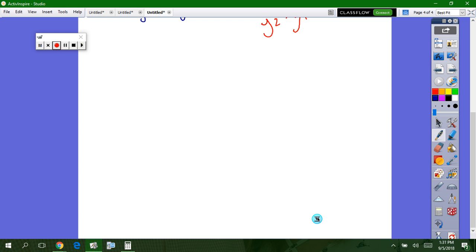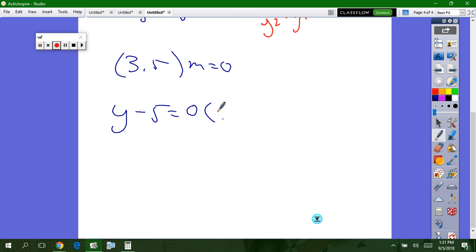Sometimes I need that. So can we put that into point slope still? What was one of my points? 3, 5? Was that one of them? And my slope this time is 0. So I go y minus 5 equals 0 times x minus 3. But what is 0 times anything?